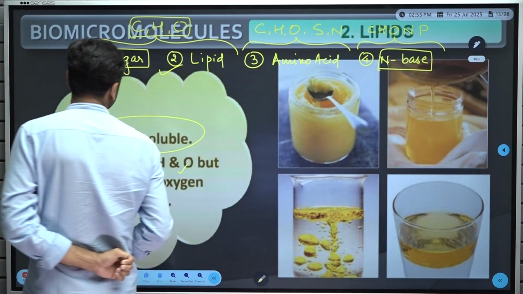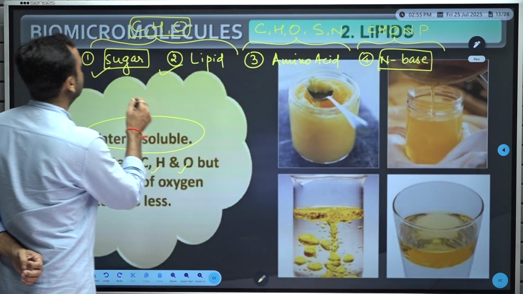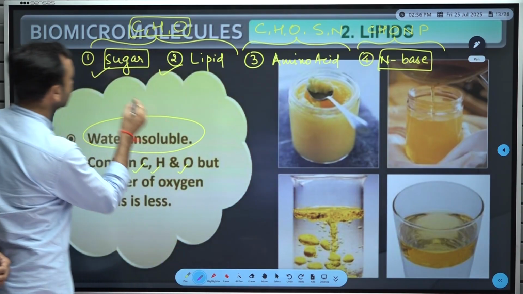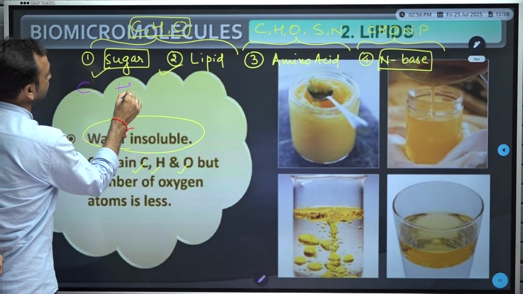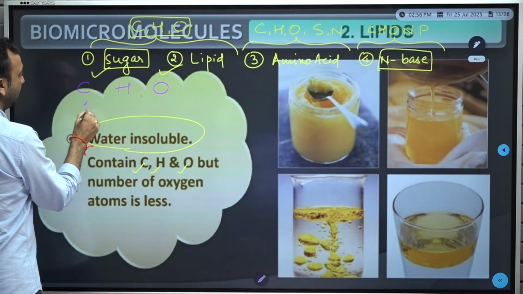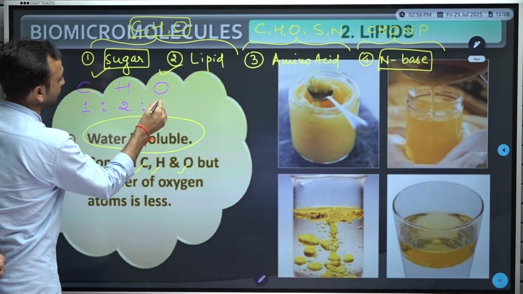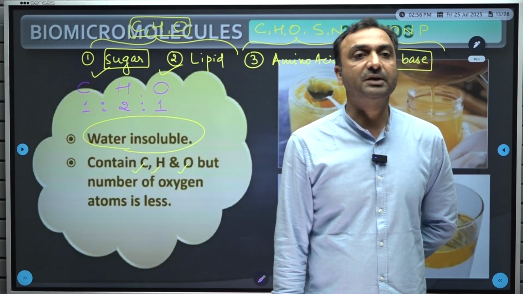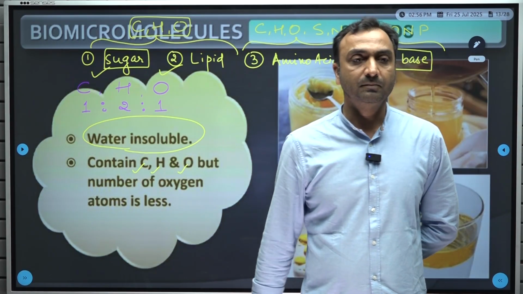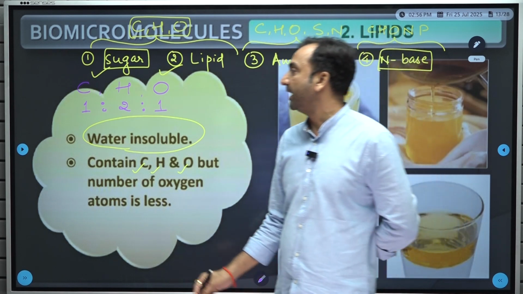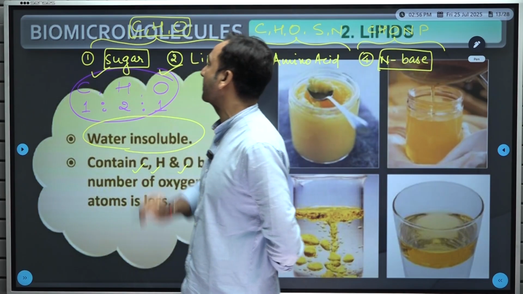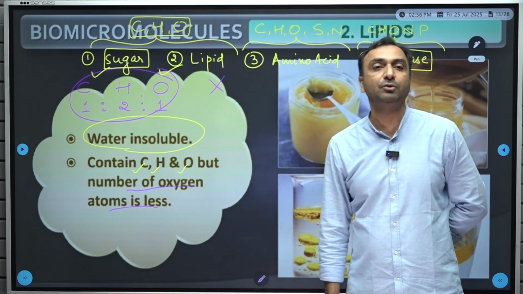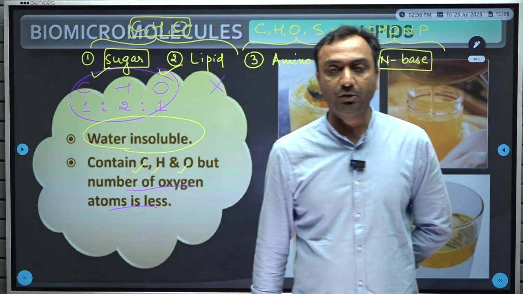When I think about sugars, the ratio of carbon, hydrogen and oxygen in a sugar molecule is fixed at 1:2:1. So for every 1 carbon they have 2 hydrogen and 1 oxygen. So 1:2:1 ratio of carbon, hydrogen and oxygen when I am talking about the structure of sugar. Here it is not like that; the number of oxygen is less compared to carbon and hydrogen. Very few oxygen atoms are there.